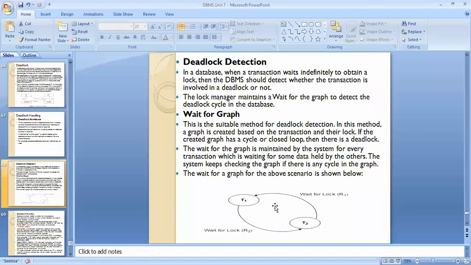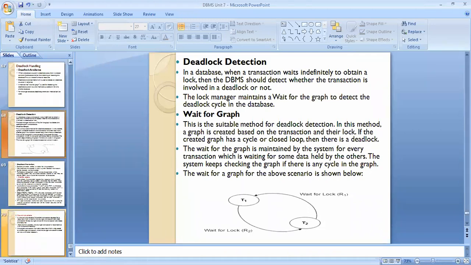So the wait-for graph is maintained by the system for every transaction which is waiting for some data held by the others. The system keeps checking the graph to see if there is a cycle in the graph. In this way, we can detect whether there is a deadlock or not.